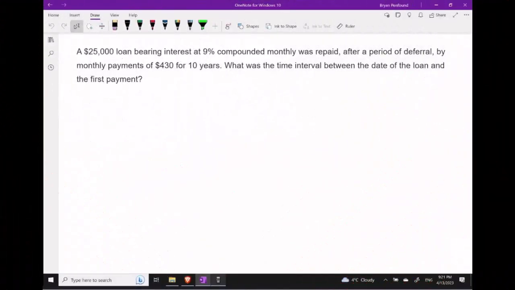Suppose a loan of $25,000 having interest at 9% compounded monthly was repaid after a deferral period by monthly payments of $430 for 10 years. Let's try to determine the time interval between the date that the loan was taken out and the first payment.